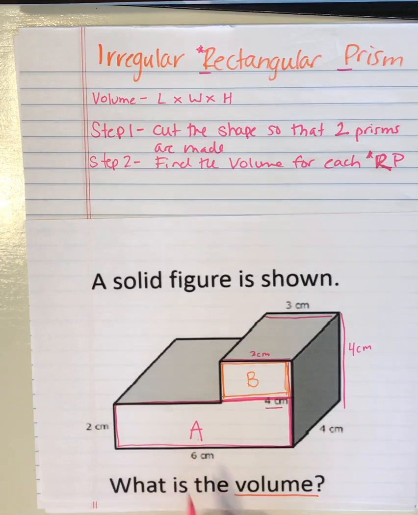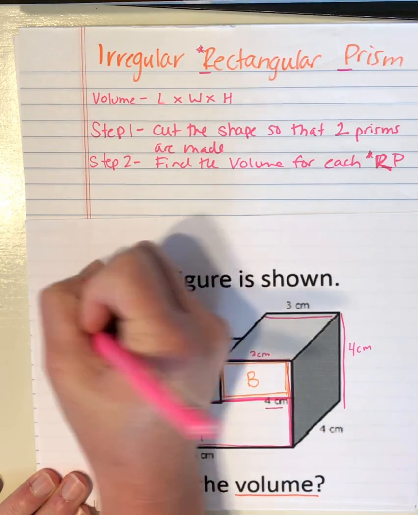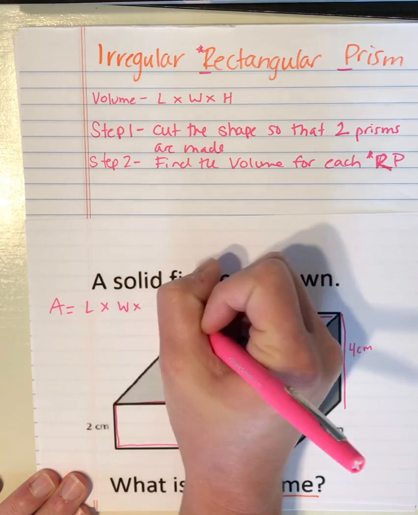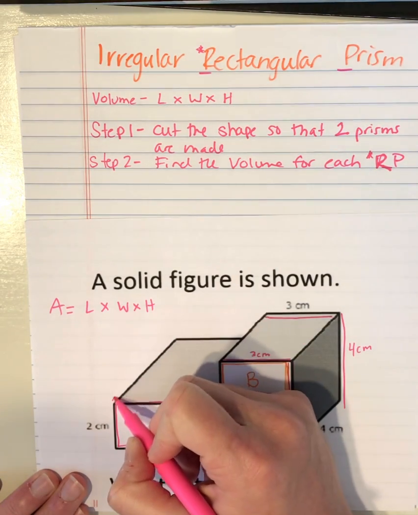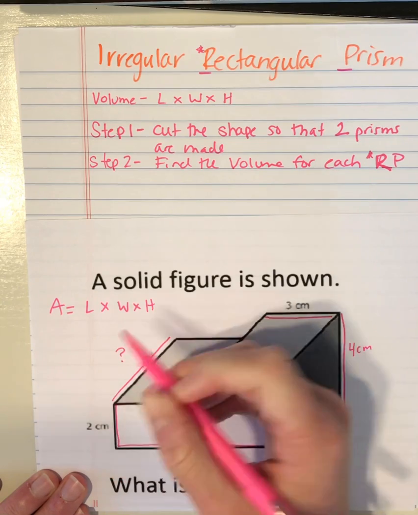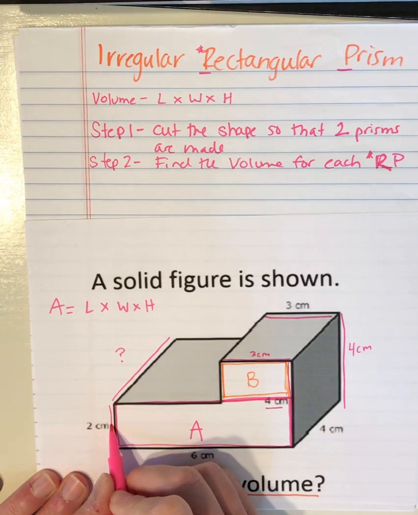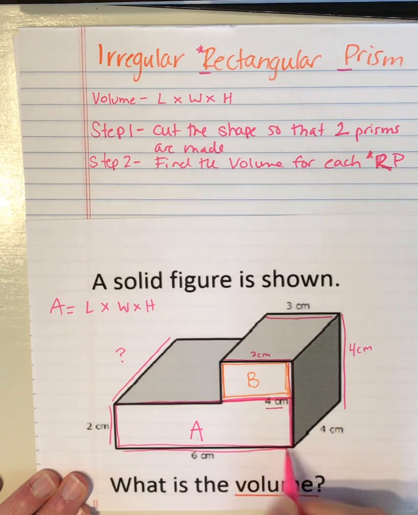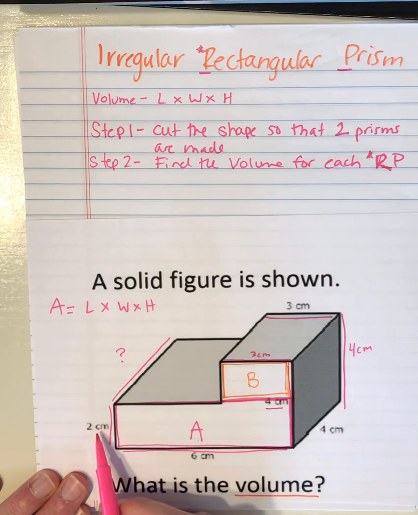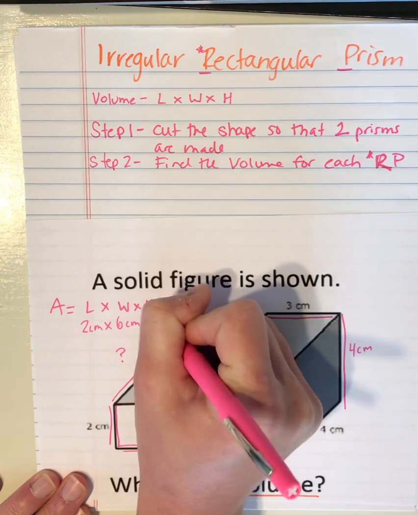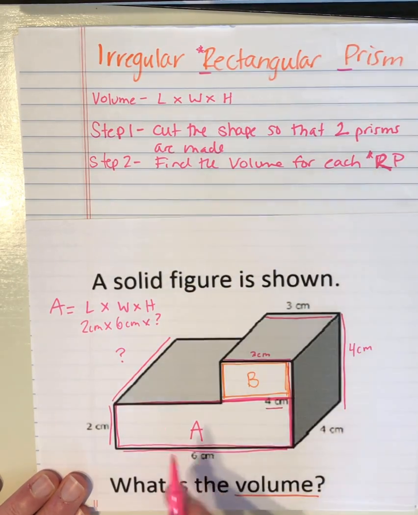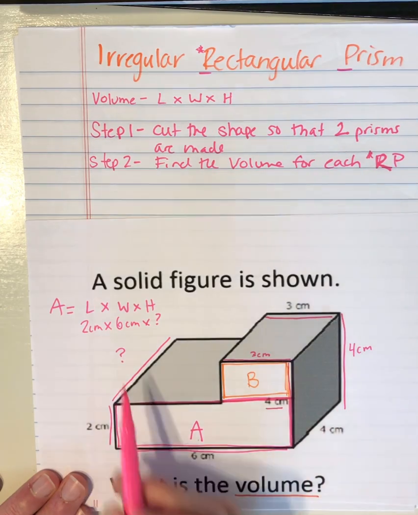So when I look at A, I know to find the volume for A, I need length, width, and height. So I need this length. I have this height and this width. So I already know that this is 2 centimeters times 6 centimeters, and I'm missing this last one over here.